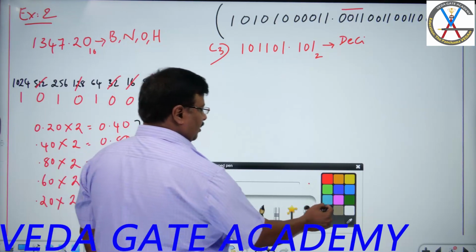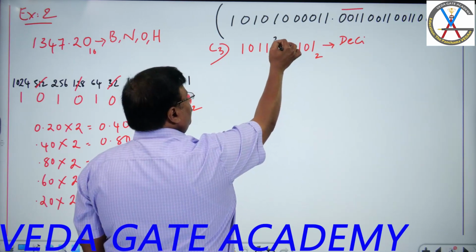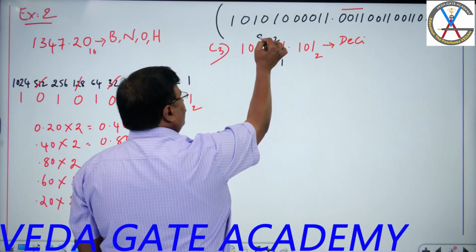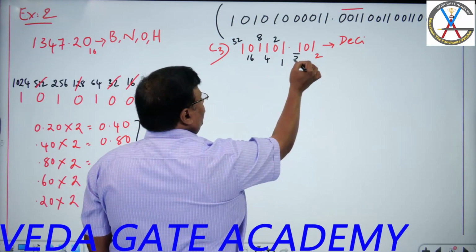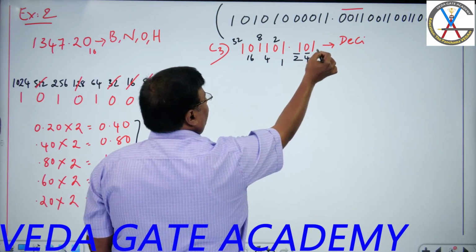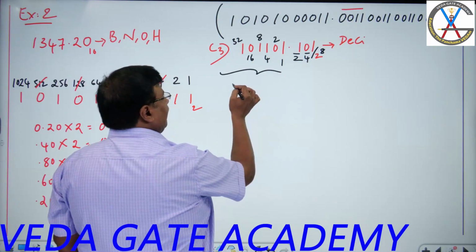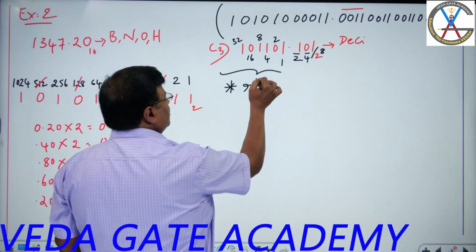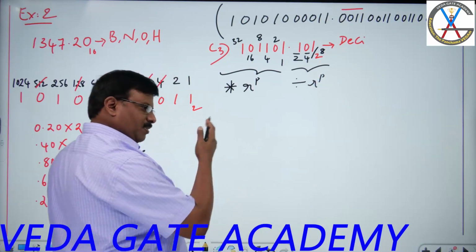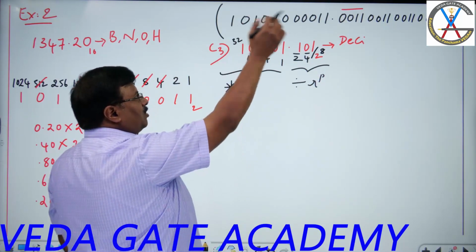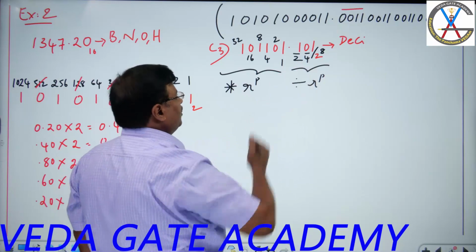The simplest way is to use the weights of the number. Base 2 weights: 2 power 0, 2 power 1, 2 square, 2 cube, 2 power 4, 2 power 5, and for the fraction, by 2, by 4, and by 8. Overall, multiplication with the radix powers for the integer part, and division with the radix powers for the fractional part. Quite the reverse of the previous procedure: in the case of decimal to others, here division, here multiplication; others to decimal, here multiplication, here division.